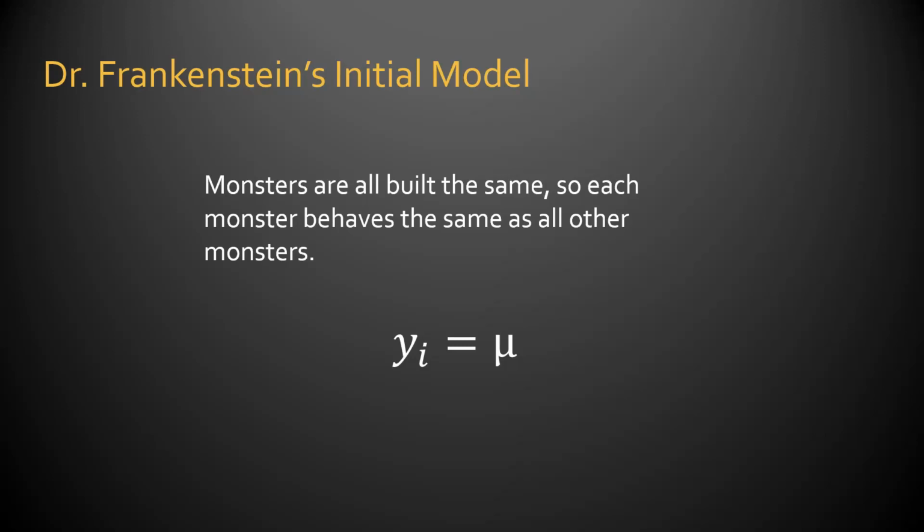And so in that case, we have the simplest possible model we can have. That is, the observation we make for the ith monster, let's say we have 10 of them, the observation we would make for monster 1 is the same as the observation we make for monster 10. All of the monsters have the same value, so all we need to put in is that mu, that mean, that baseline for each of the monsters.